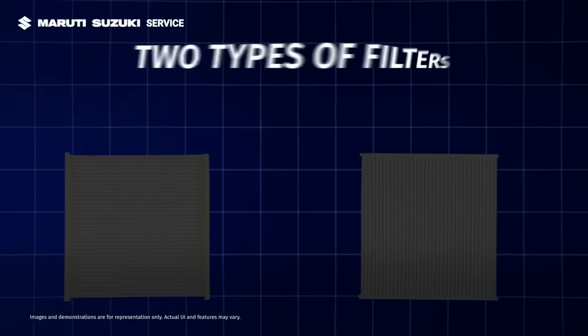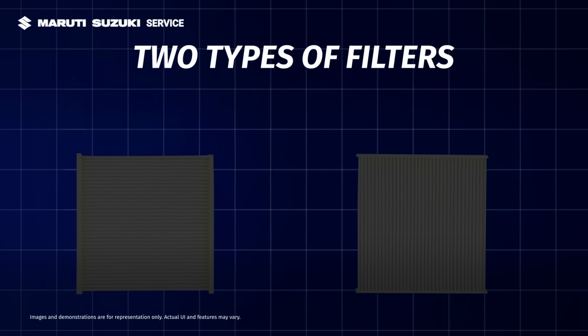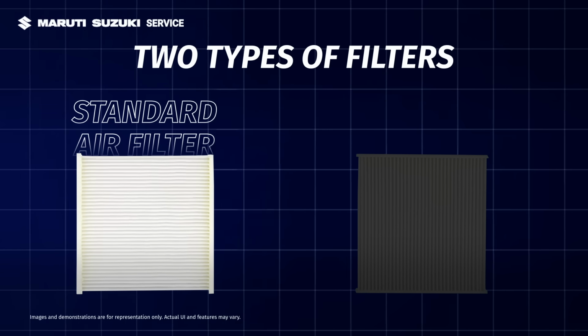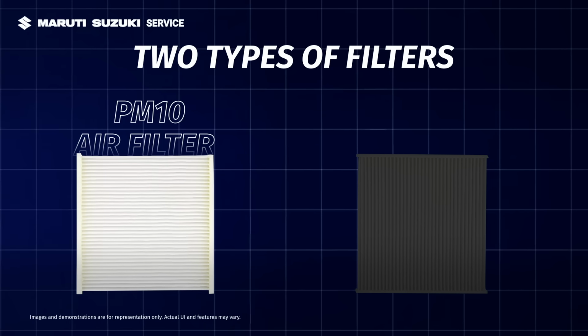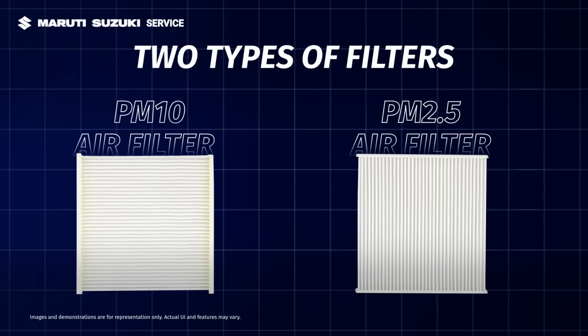There are mainly two types of car cabin air filters available: standard air filters, also known as PM10 air filters, and advanced PM2.5 air filters.